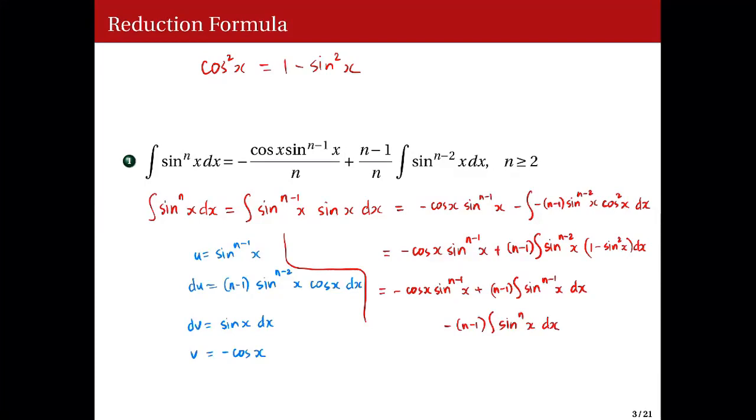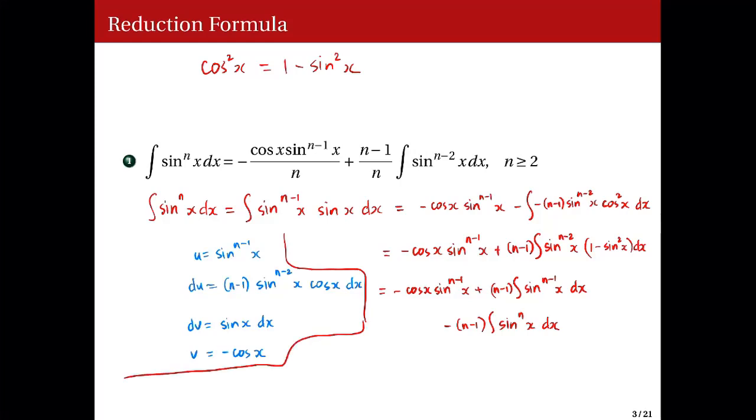And notice you have sine to the n in here. You also have sine to the n in here. So integral of sine to the n x dx. You also have integral sine to the n x dx. But the coefficient here is n minus 1, while in here the coefficient is 1. So they are not the same. So remember the technique when we have to put something like this to the other side of the equation. We will do the same thing in here.